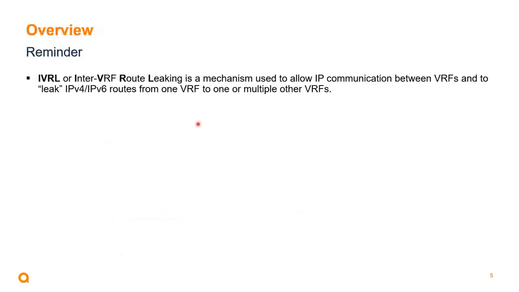So as a reminder of what is IVRL, this is inter-VRF, virtual routing and forwarding, route leaking. That's a mechanism that is used to allow IP communication between VRFs and to leak IPv4 or IPv6 routes from one VRF to one or to multiple other VRFs. So this can be achieved by two mechanisms.